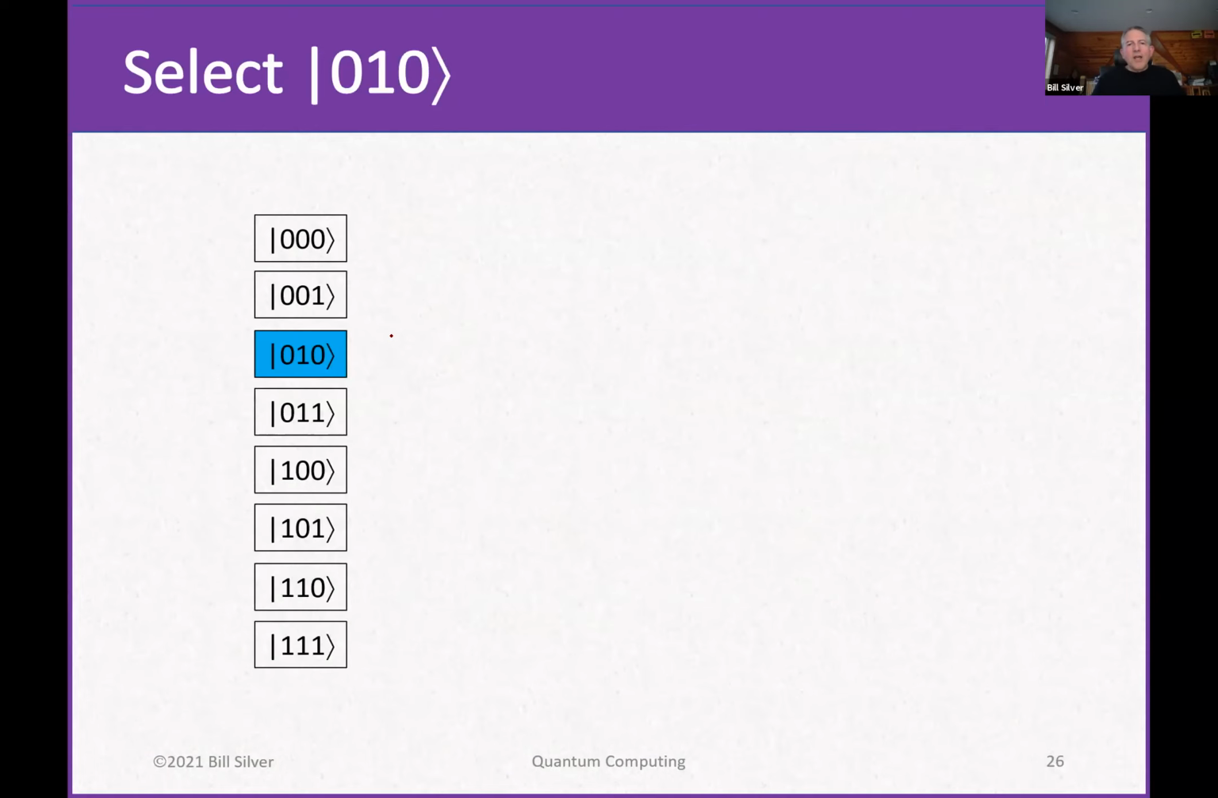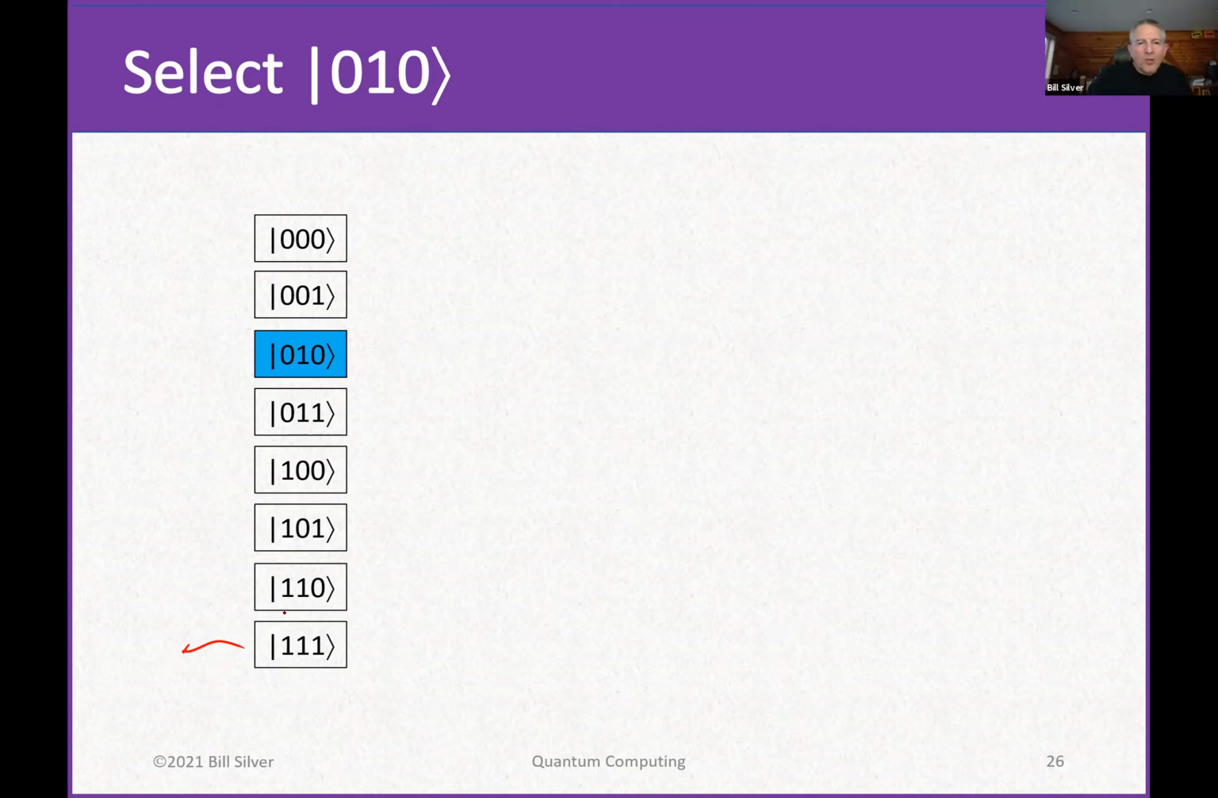Let's say, just for simplicity, I'm going to be working here with 3 qubits instead of 4, just to make the diagram simple. So I've got 8 basis states. And I'm not interested in marking the 1, 1, 1 state. I want to mark the 0, 1, 0 state.